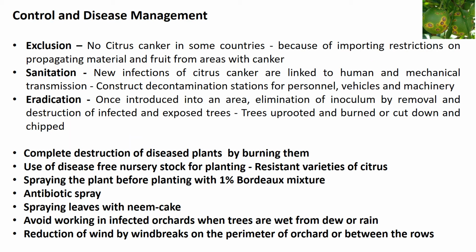So how to control and manage citrus canker? There are 3 approaches: exclusion, sanitation and eradication. Coming to exclusion, there is no citrus canker in some countries. This is because of the import restrictions on propagating material and fruit in these countries from other areas where citrus canker is prevalent.